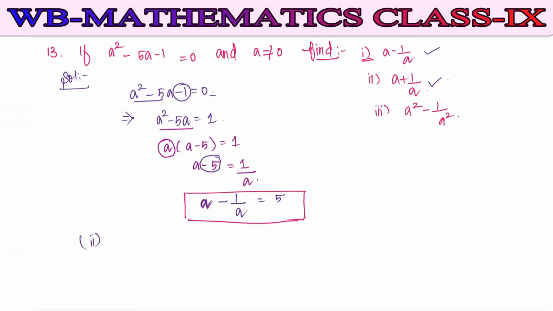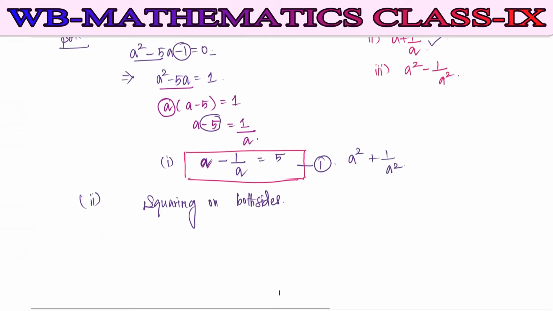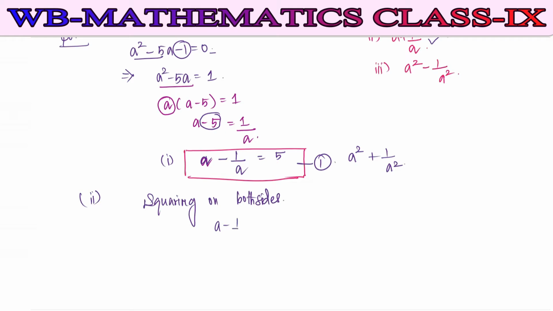To find a plus 1 by a, before that we have to find the value of a square plus 1 by a square. So what we need to do? Here we got the equation, right? a minus 1 by a, the first expression. This is the first answer. So this first expression we are going to take squaring on both sides. When you take squaring on both sides, here we are going to get a minus 1 by a whole square is equal to 5 square.